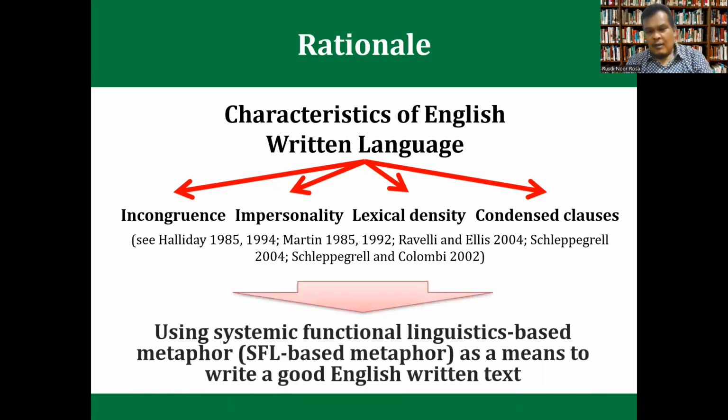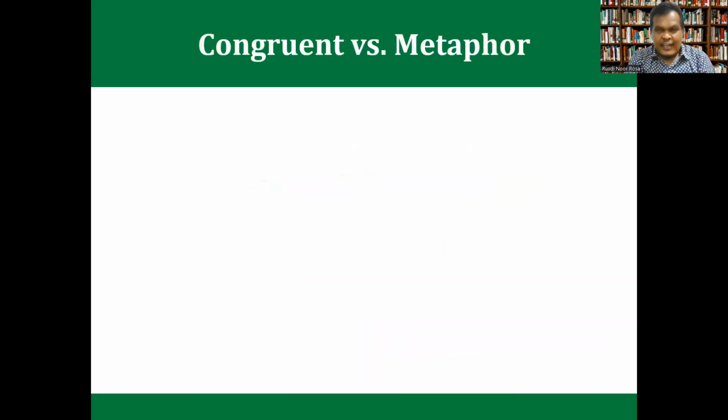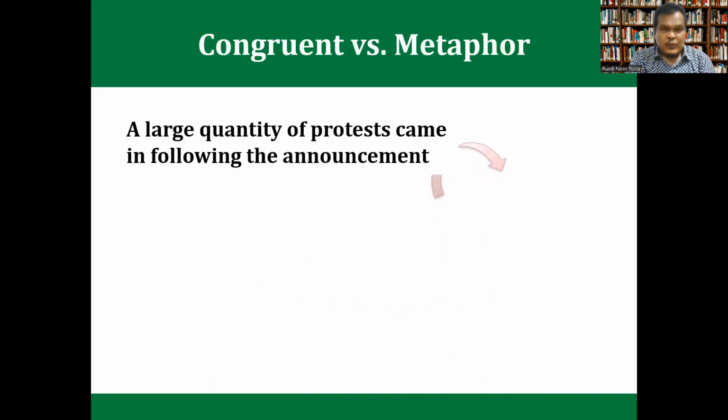Now, in order to write an English scientific text based on the characteristics of English written language, I introduce you to SFL-based metaphor. In other words, I can say that SFL-based metaphor can be used as a means to write a good English text. Now, let's see the difference between the congruent form and a metaphorical form.